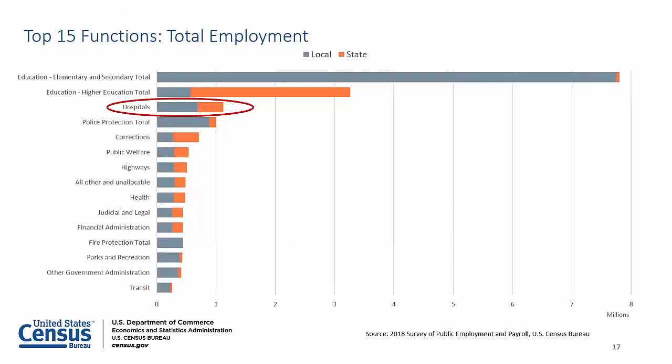Similarly, this bar chart looks at similar information, but broken out by local versus state government employees. Once again, I've circled the bar for hospitals, showing that there are far more employees that work for local government-run hospitals as opposed to state government hospitals. But when you compare that bar to the education bar, you really see the dominance of local government employees that are engaged in local education. There's actually a much, much smaller number of employees that work for state government in education.